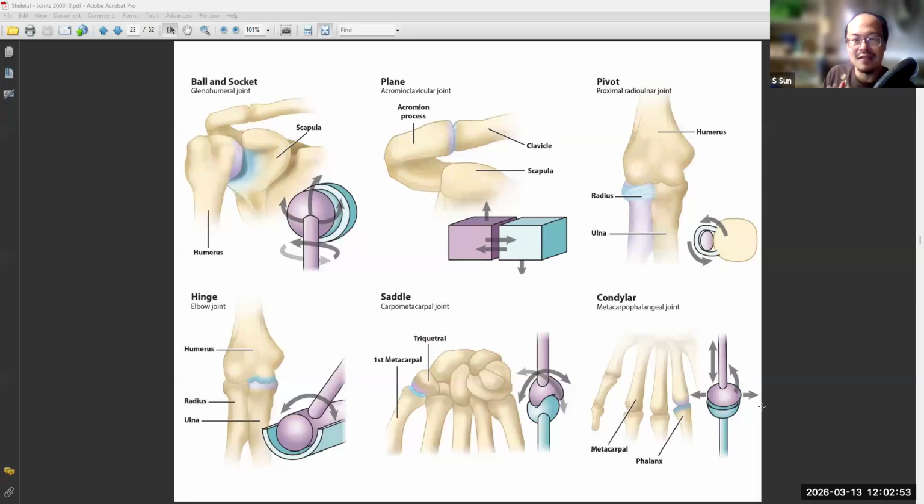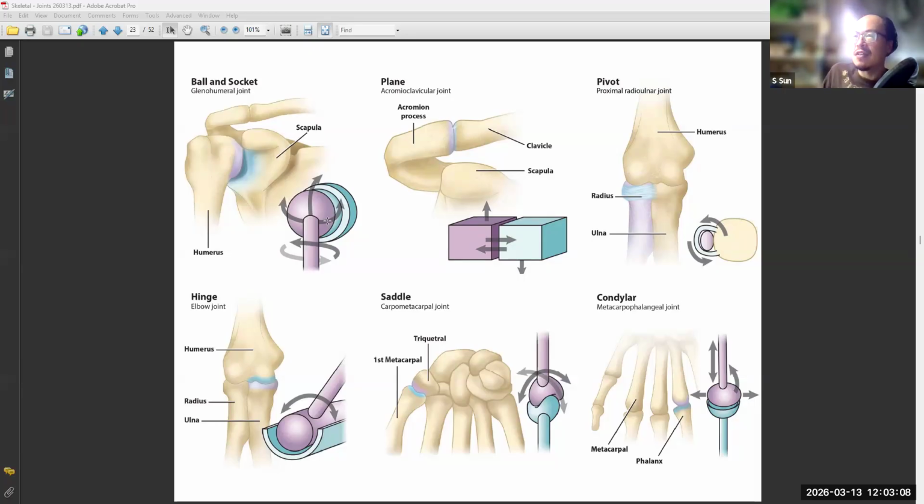synovial joint. I just twisted my joint like several months ago. It's very difficult to heal. Yeah, maybe I'm old. Yeah, so that's that joint. Yeah, condylar. So that's that.